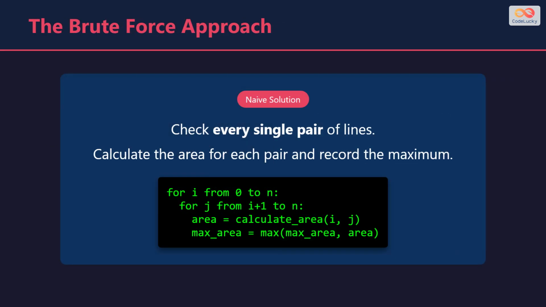The most intuitive solution is the brute force method. Here, we simply compare every single pair of lines possible. We calculate the area for the first and second line, then the first and third, and so on. We keep track of the largest area we find.